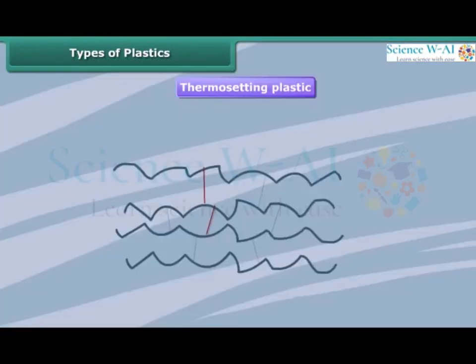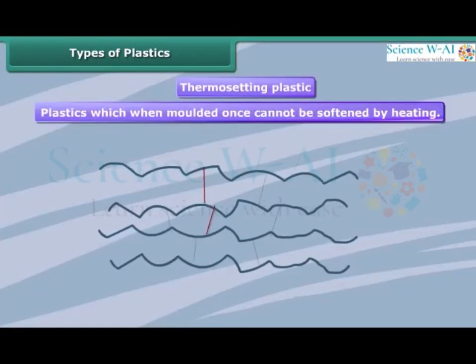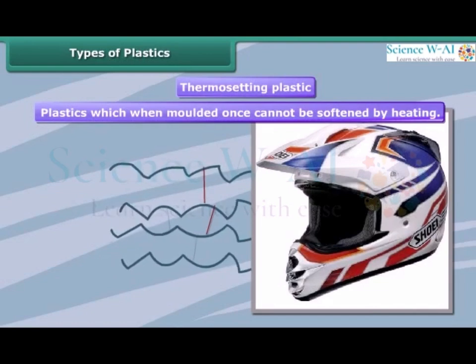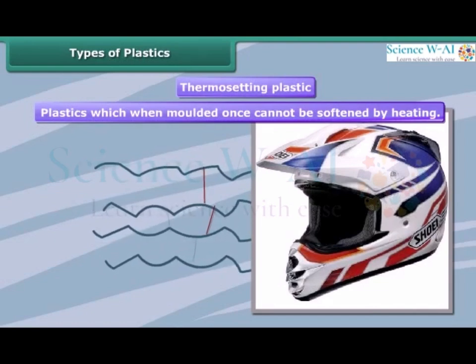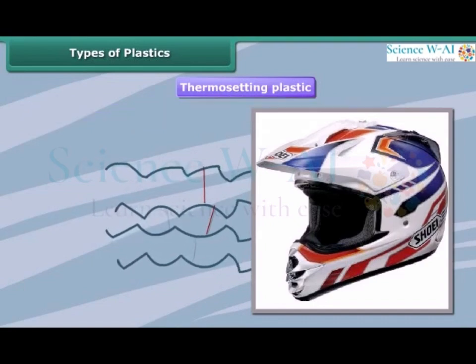Thermosetting plastics have a cross-linked arrangement of their constituent units. These can be melted and take shape once only. After they have solidified, they stay solid. On subsequent heating, they do not become soft and hence do not change their shape. Therefore, these cannot be recycled.